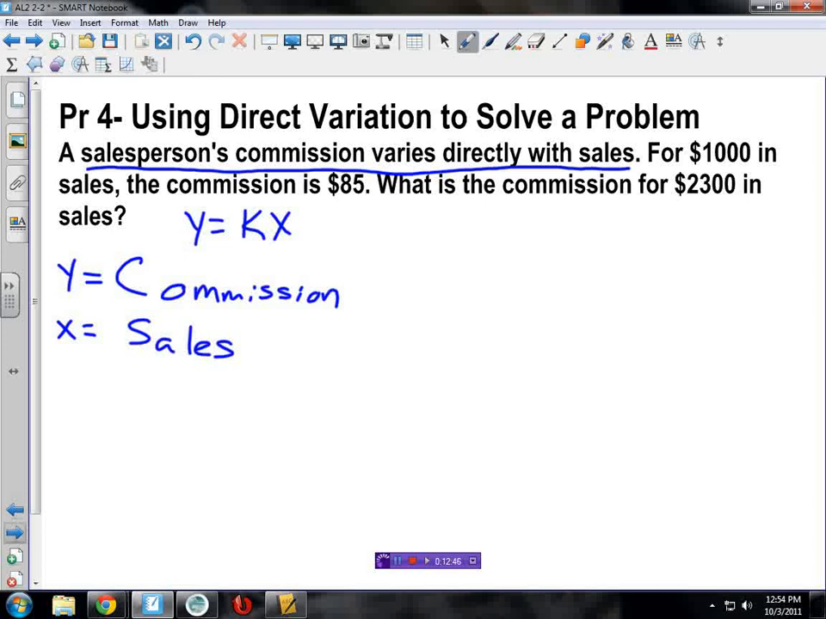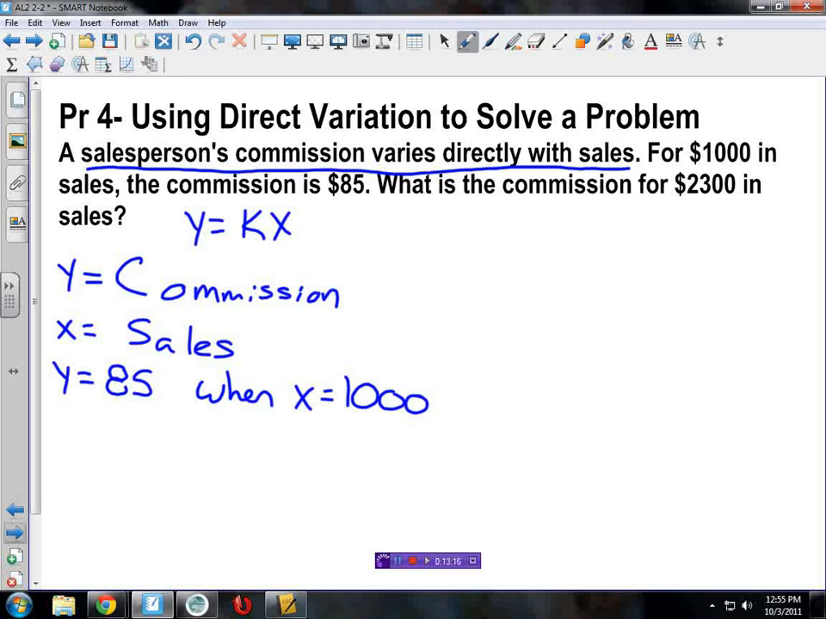So I have y as commission, x is sales. And that reads just like the equation reads, right? Now, I have y as my commission. Do I know any y values? 85, right? So I know y is equal to 85 when x is equal to what? 1,000.